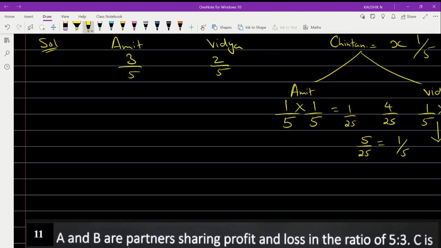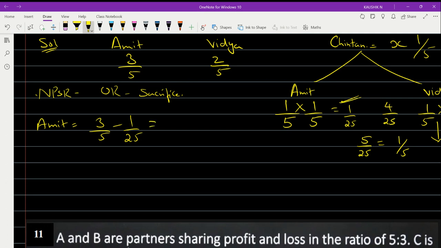So now you have got the value of x, that is what Chintan is going to get. Let us go for the calculation. Now we are going to calculate NPSR. The NPSR formula is old ratio minus sacrifice. So for Amit, the value was 3 by 5 minus 1 by 25, because that is the sacrifice.